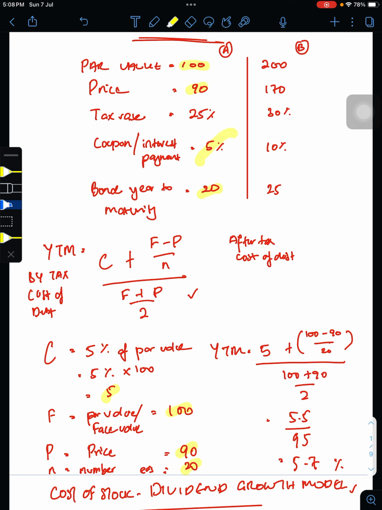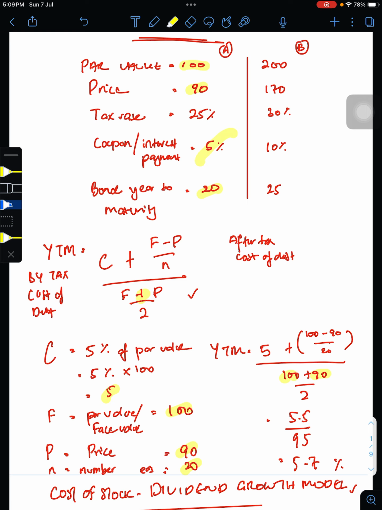So your C, which is 5, F here, your face value is 100, minus your P, which is your price, which is 90 here given, so minus 90 divided by N, which is 20. F again is 100, and P is 90, so this one is plus. Remember, this is plus, so you plus those two. So the top part, 5 plus 10 divided by 20 is 0.5, so 5.5. 190 divided by 2 should give you 95.